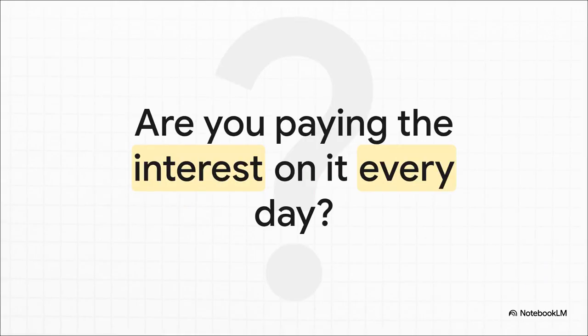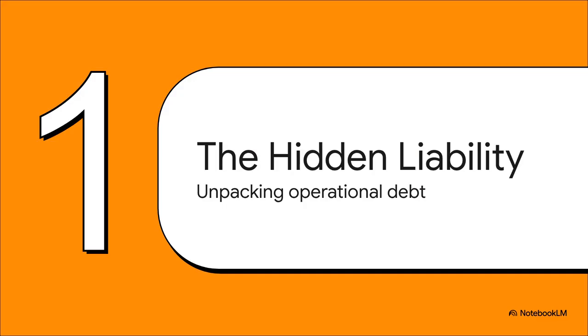And this is really the question you need to ask yourself, because this isn't some line item on a balance sheet. You and your team are paying the interest on this debt every single day, often in ways that are hard to see. So let's unpack this idea. What is this hidden liability? Well, it has a name, operational debt. But what does that actually mean? Where does it even come from?